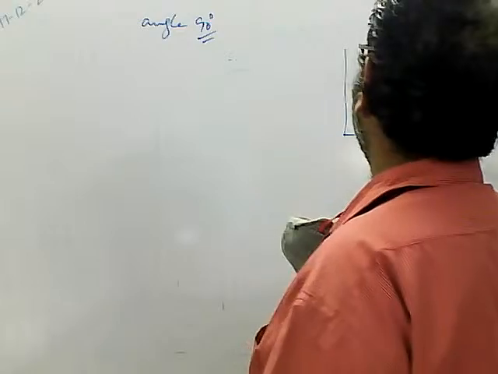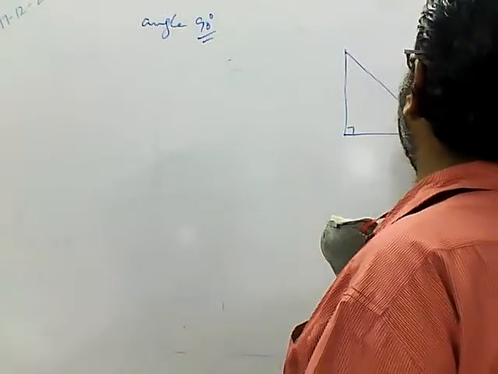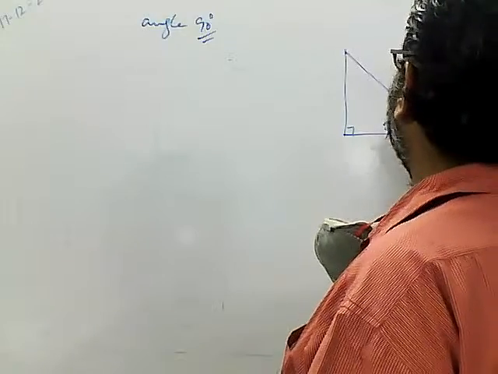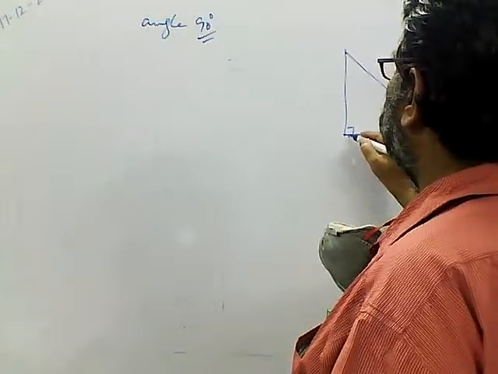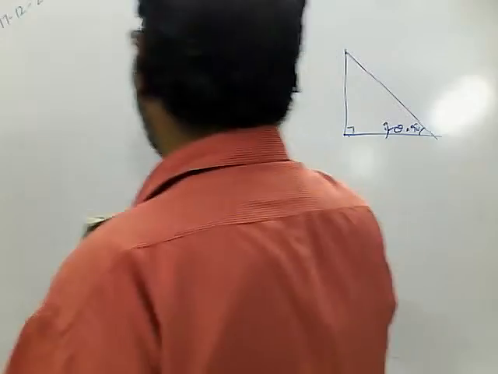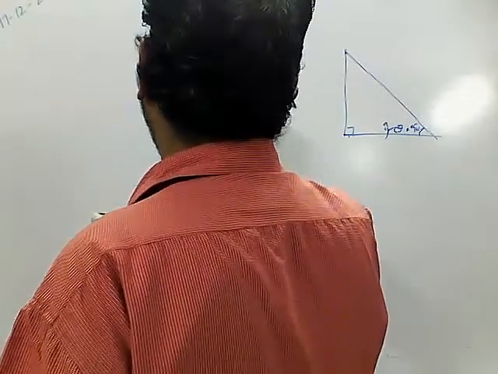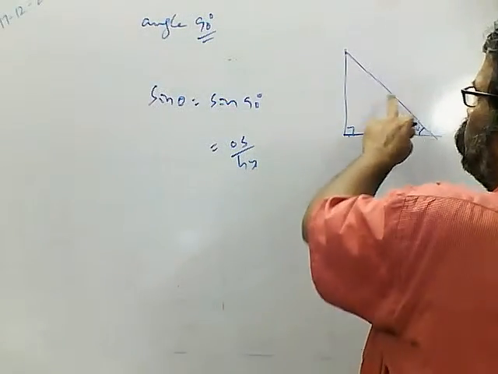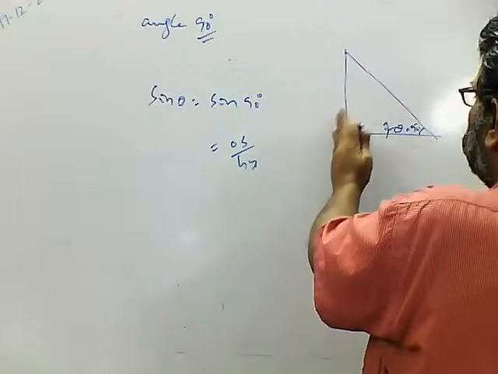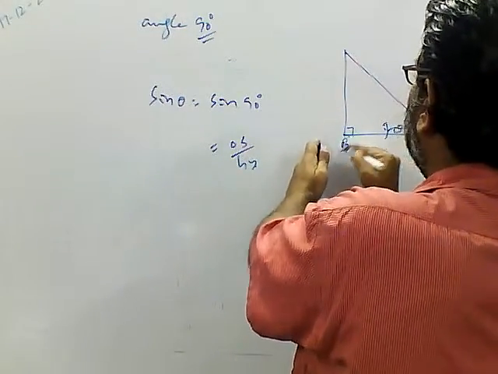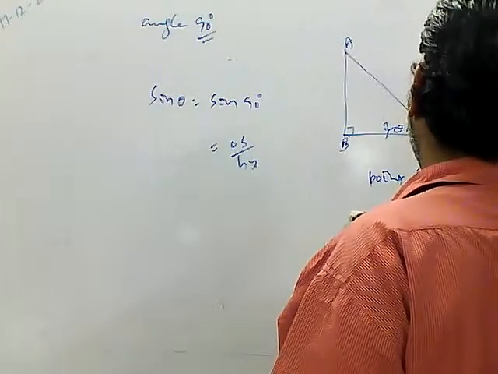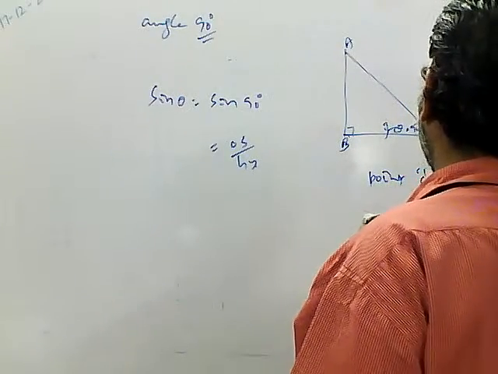Suppose in a right triangle you are taking the other angle as 90 degrees. If this is theta equal to 90, then automatically what about this other angle? This becomes 0. Then sine theta is equal to sine 90 degrees, which is opposite side by hypotenuse. So the opposite side becomes equal to the hypotenuse, because this becomes 90 degrees and point C merges with point B.